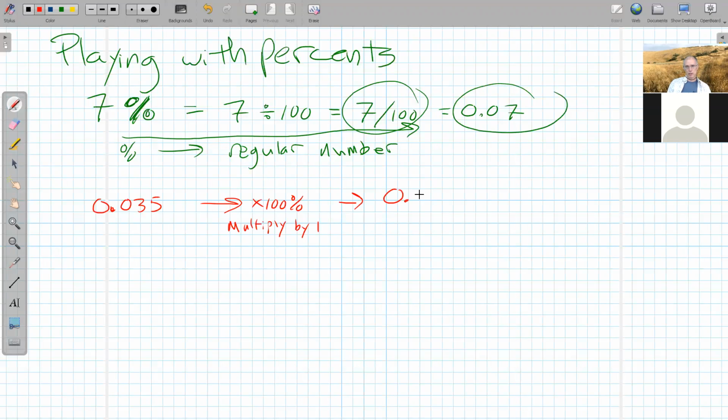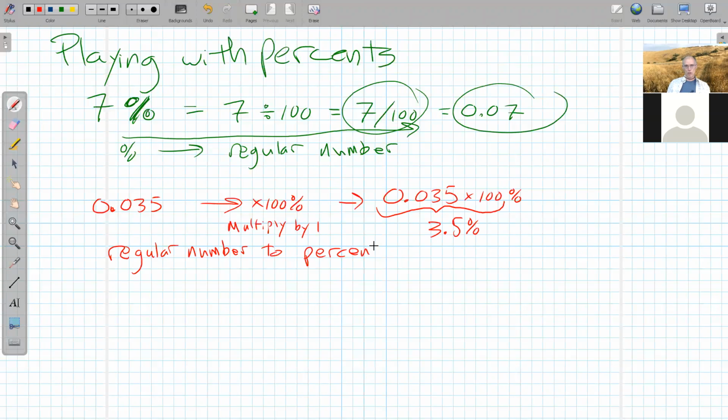So if I take 35 thousandths and multiply by 100%, and then I just leave the percent symbol but clean up the times 100, then I'm going to get 3.5%. So 35 thousandths is the same as 3.5%. So the trick when I want to change a regular number to a percent is to just multiply by 100%.